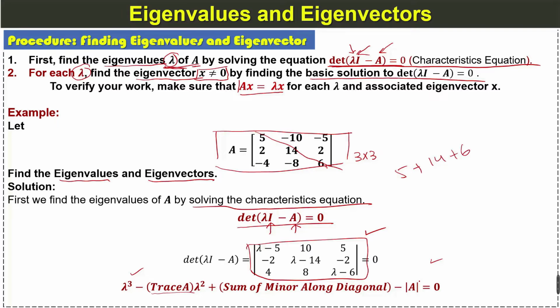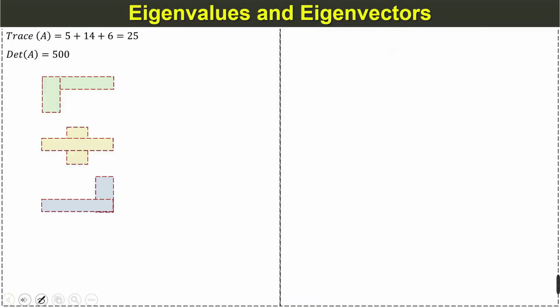We know how to find the determinant of this matrix A, and the last thing is the sum of minors along the diagonal, and I will show you how we can find the minors along the diagonal. So the trace of the matrix A is 25 and the determinant of the matrix A is 500. Next we have to find the minors.